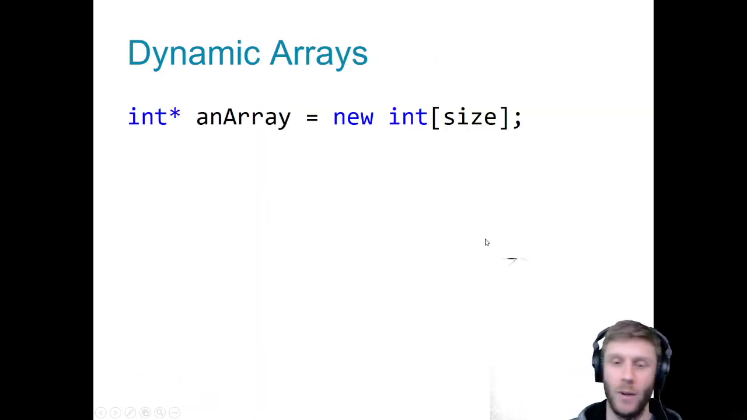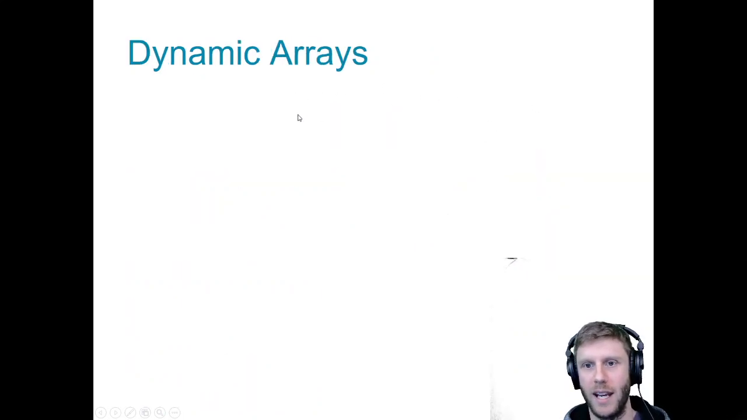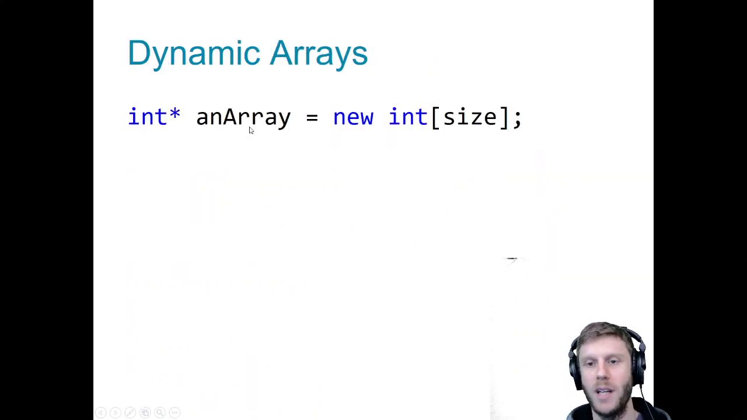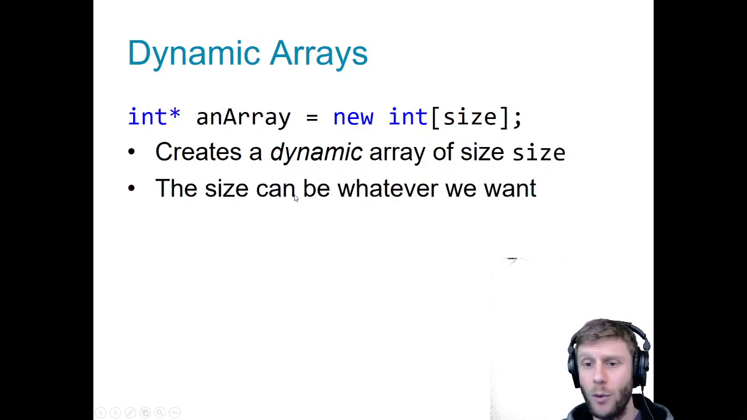Dynamic arrays, well, this is how we make them. Notice there's a big difference, right? Here I wrote it like this and hard-coded the values in, but here I'm creating an integer pointer, an array, and then I say new int, and then the size there. This is an integer array of whatever size is. And the new keyword is very important. This creates a dynamic array of size, and the size can be whatever we want.